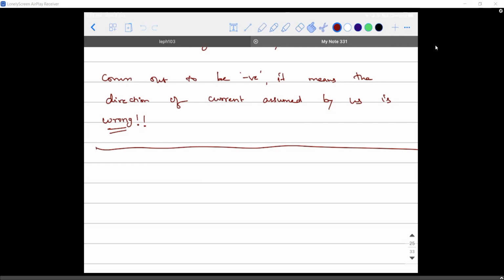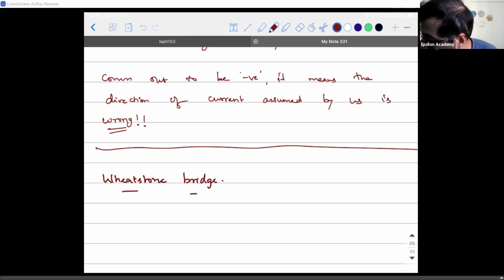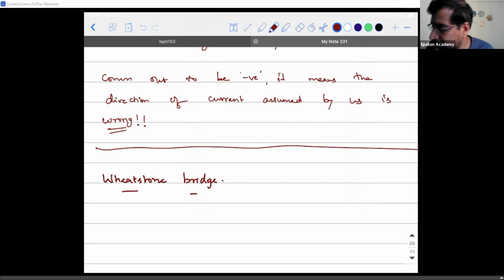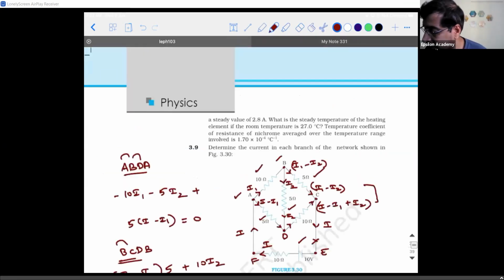Okay. So the next concept that we are going to discuss is called Wheatstone bridge. Please write down this heading. It's called a Wheatstone bridge, and it is an application of Kirchhoff's law. Let's see what it means, okay? So I'll explain it from the textbook. Listen to this carefully.